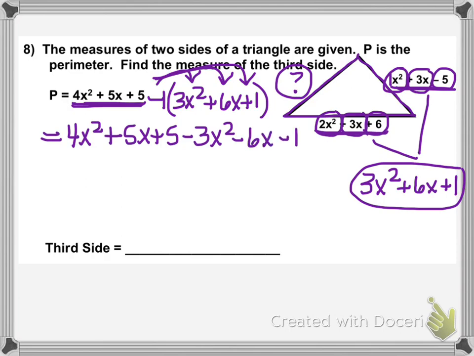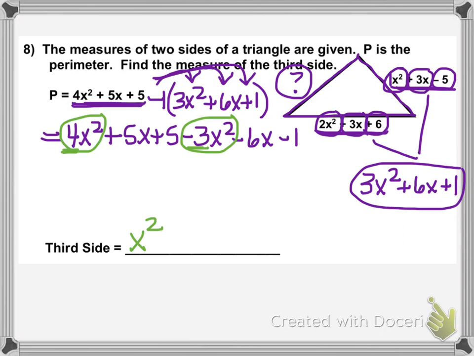Now let's see if we have any like terms. 4x squared will combine with the negative 3x squared. Remember, we're just combining the 4 and the negative 3 in front, which will make 1x squared, and I don't need to write the 1. I can just put x squared.